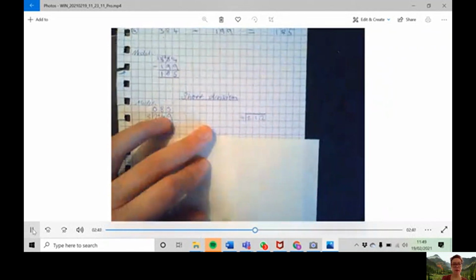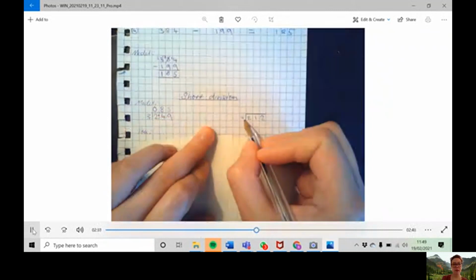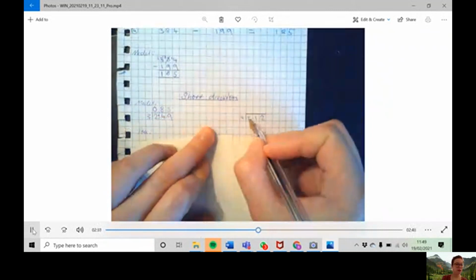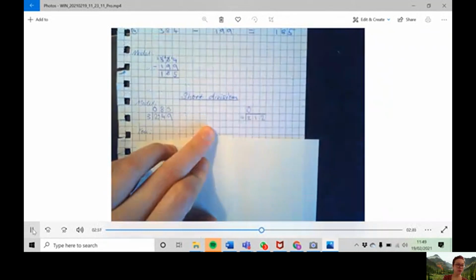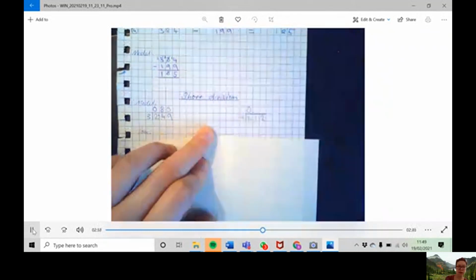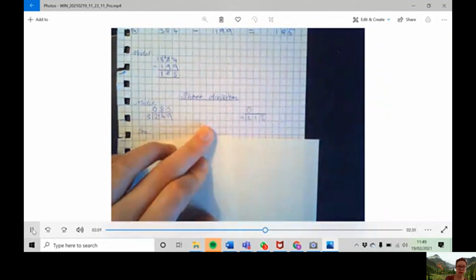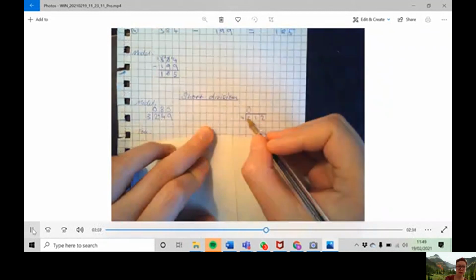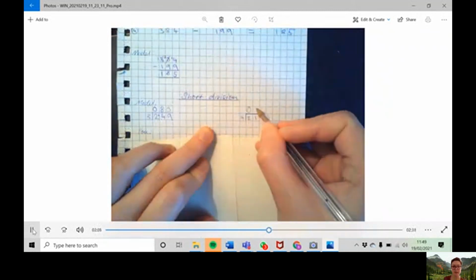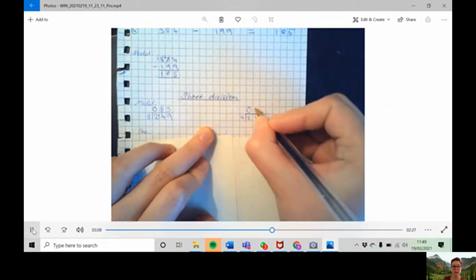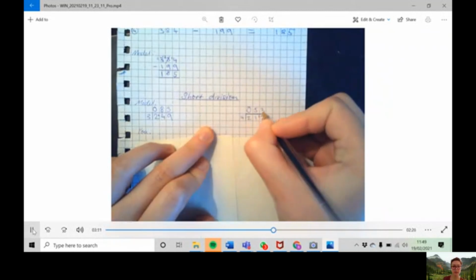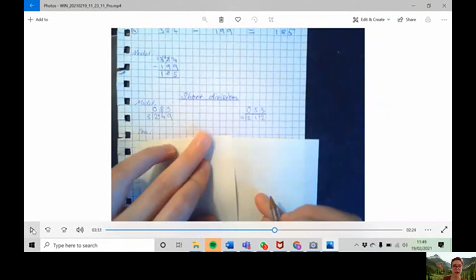212 divided by 4. Well, does 4 go into 2? No, it doesn't, so we add a 0. Does 4 go into 21? Yes, 4 goes into 21 5 times. 4 times 5 gives us 20. Remainder 1. So we add the little 1 there, and we know that 4 goes into 12 3 times, so we add the 3 there.